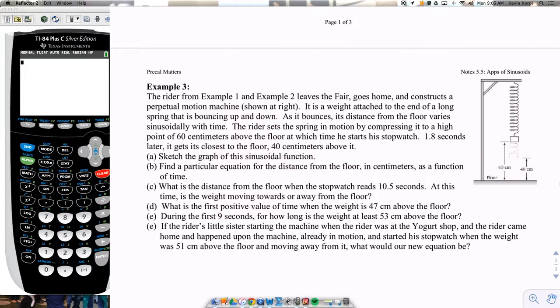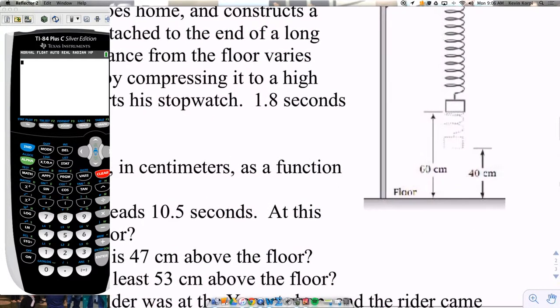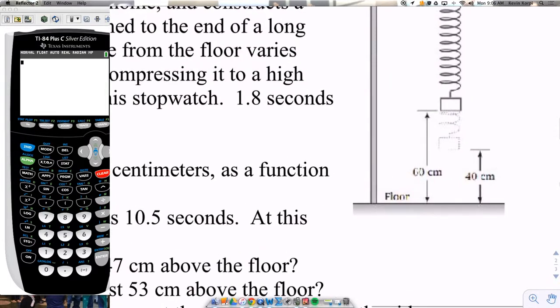Part A, sketch the graph of this sinusoidal function. Now, the picture over here is pretty helpful. Hopefully, you can see the numbers here, but if not, you can get them from the description. When it's at its high point above ground at 60, the closest it gets to the ground is 40. So you can kind of see that it's going to oscillate above and below that right there.